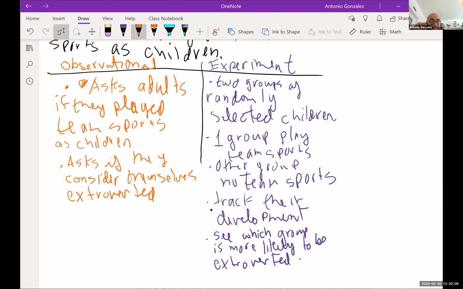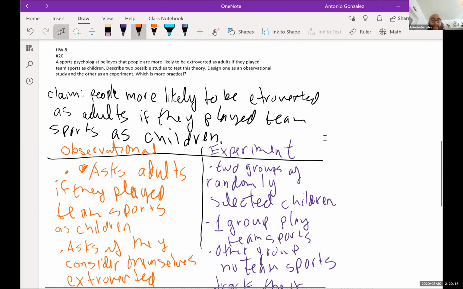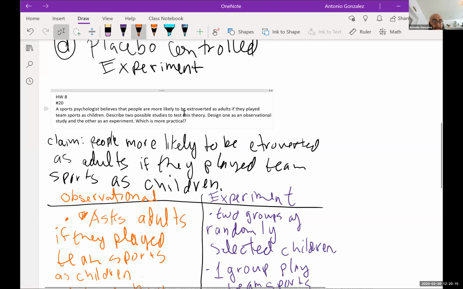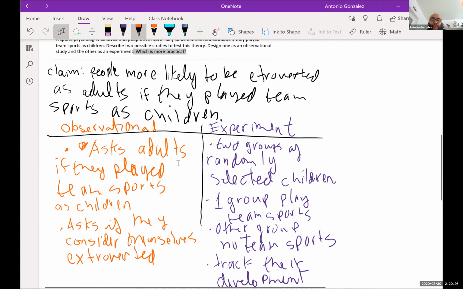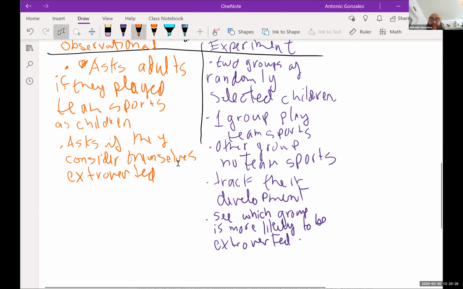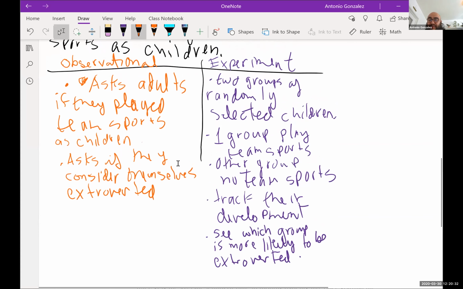All right, now let's take a look here at the last part of this question. So we have theoretically a way to do an observational and an experiment. Which is more practical? If we look at what we have to do, just in terms of resources and time, what would be a more practical approach to this, the observational or the experiment?